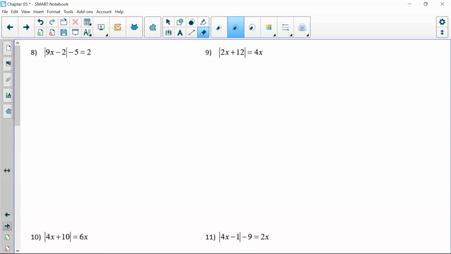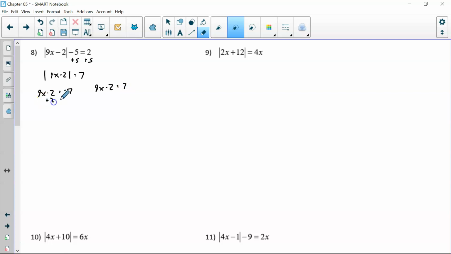Problem number 8. Now, solving an absolute value equation, you want to isolate the absolute value bars. So we're going to add 5 to both sides. The absolute value of 9x minus 2 equals 7. To get rid of the absolute value bars, 2 equations. That 9x minus 2 could be a negative 7, or the 9x minus 2 could equal a positive 7.